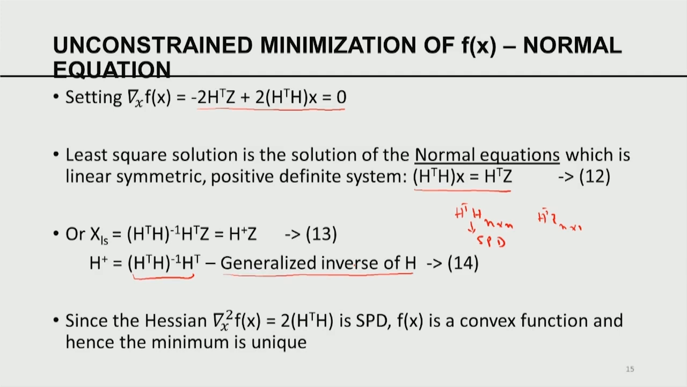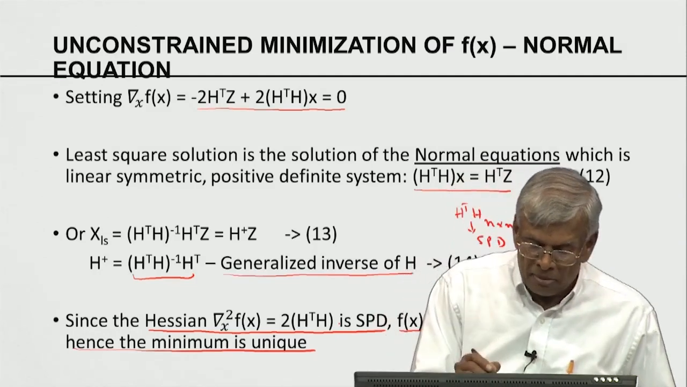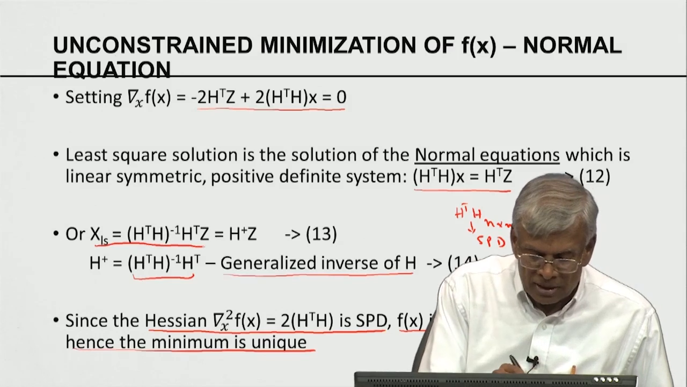And at this point, the solution defines the minimum because the Hessian is positive definite. And f of x is a convex function, and hence the minimum is unique. The convexity of the function guarantees uniqueness of the minimum. Positive definiteness of the Hessian tells you the minimum is well defined. So, the minimum exists and it is unique. We have in principle solved the linear least square problem. The solution of the linear least square problem is given by equation 13. So, this is the least square solution.